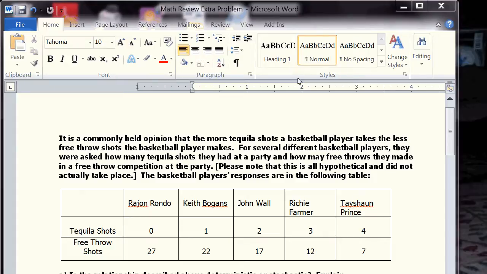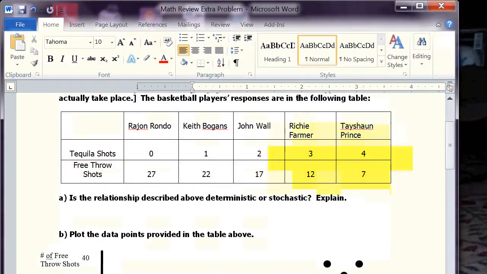So we're looking at this table, and it gives us a description. We have Rajon Rondo, Keith Bogans, John Wall, Richie Farmer, and Tayshaun Prince. And we have all our different points that fill in how many tequila shots they each take and how many free throw shots they make. Our first question asks us, what is the relationship described above? Is it deterministic or is it stochastic? So in this situation, we're going to say it's actually a stochastic relationship.